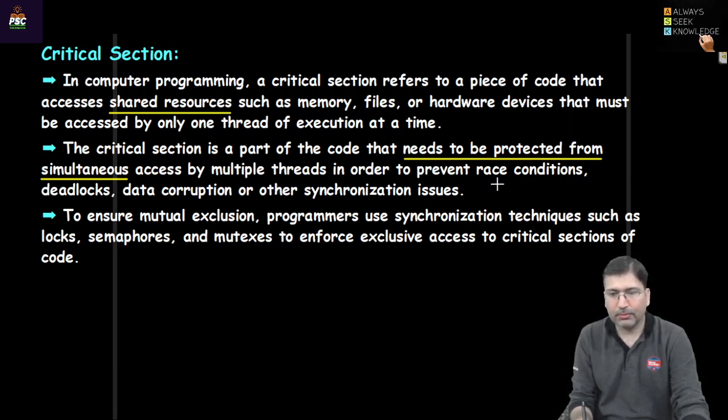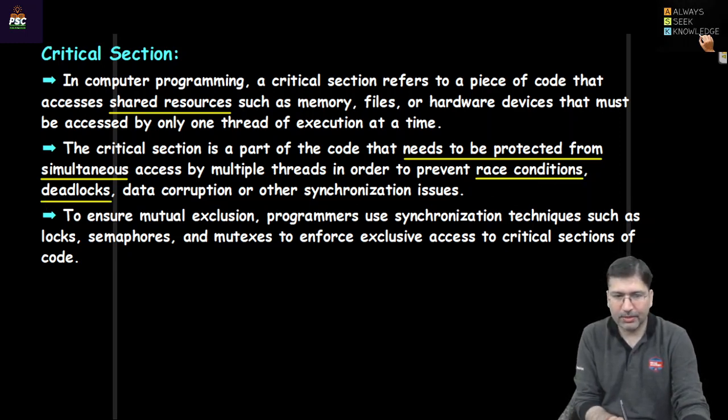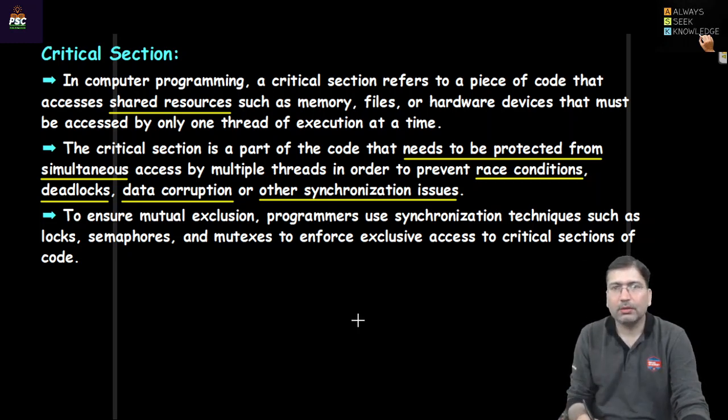Otherwise, there will be problems like race condition, as we have discussed in the previous video. There may be a situation of deadlock, there may be data corruption, or there may be other synchronization issues. That's why the critical sections need to be executed in a proper order. To ensure mutual exclusion, programmers use synchronization techniques. We generally use locks, semaphores, mutex or monitors, which we will discuss later on.